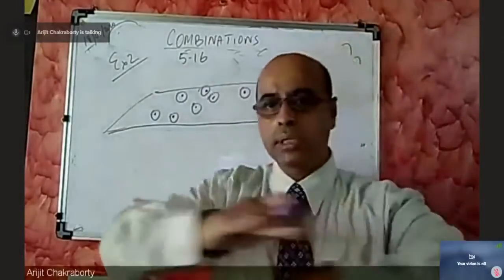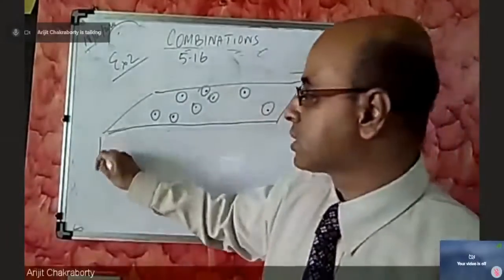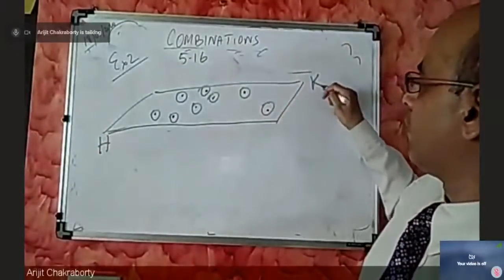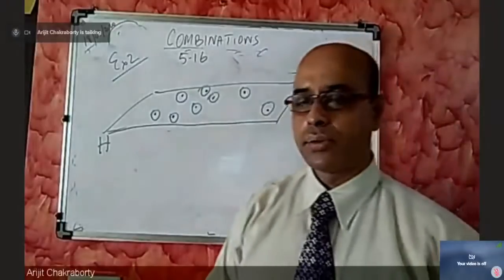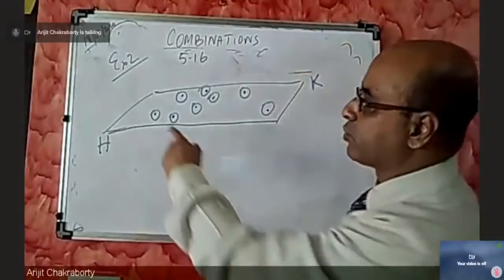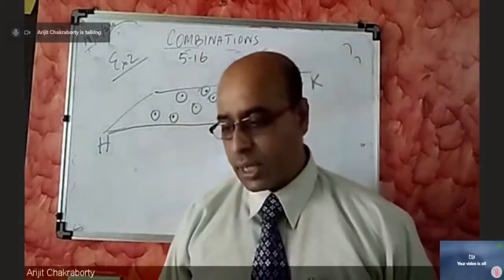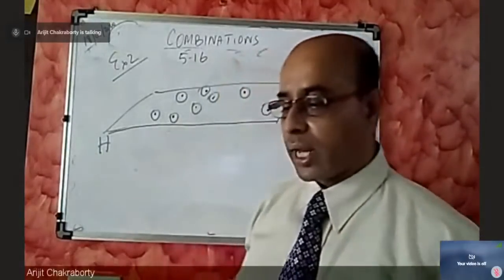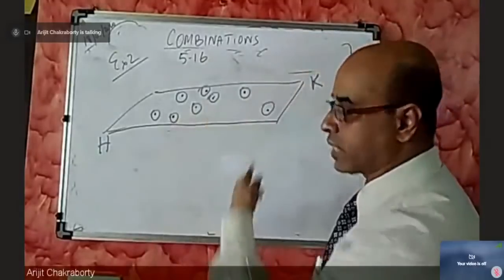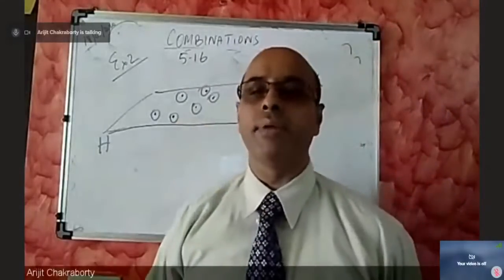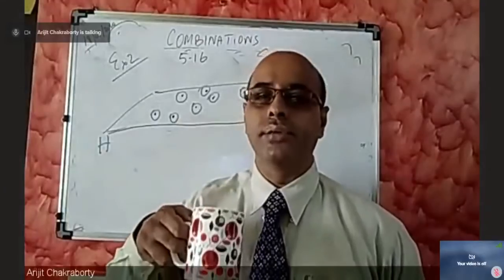And the plane, you know, is a horizontal plane. It is say HK, right? It's a plane on which we have kept points. So the question is, how many triangles can be drawn using these 8 points?